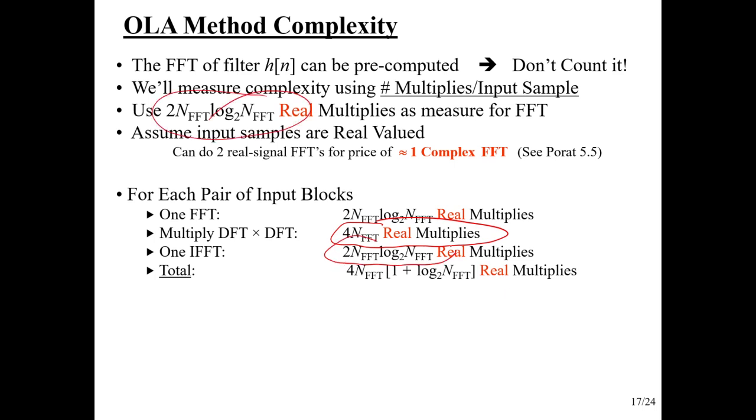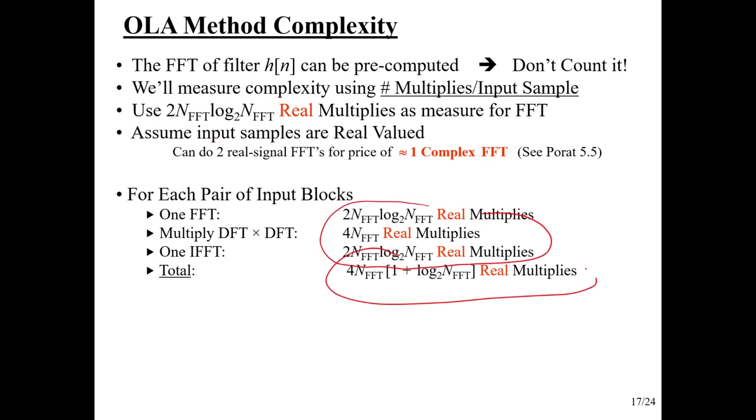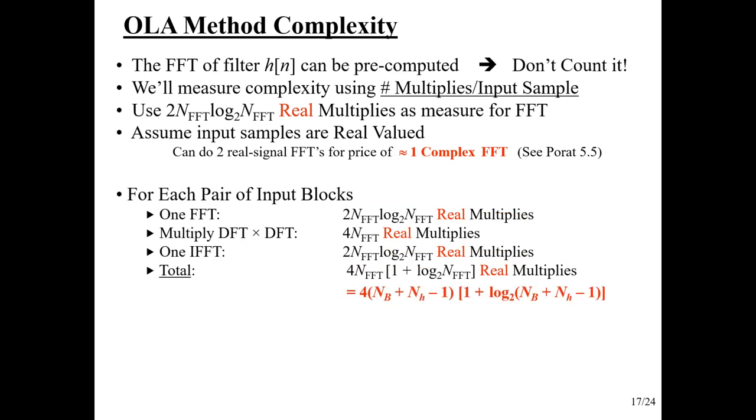So again, I'm getting loose with some of these numbers. It's not important that you know where they come from, but just that this seems reasonable. And then we add all that up. So if we add all this up, we get this total number of real multiplies. And I've just rewritten that assuming that N_FFT was exactly equal to N_B. So we picked N_B to make sure that that was actually equal to N_FFT. And it's a power of 2, although that's not important here.